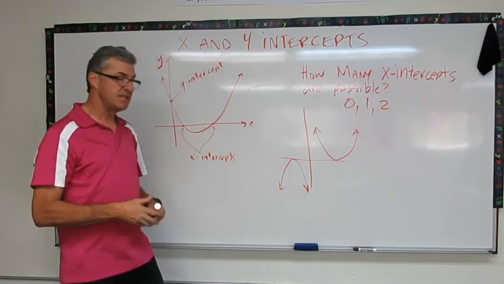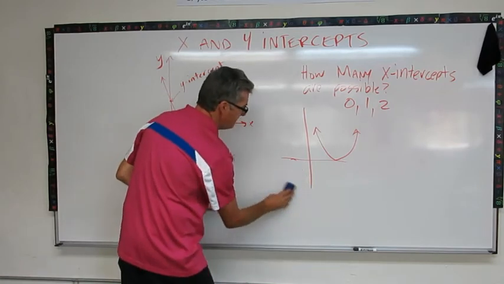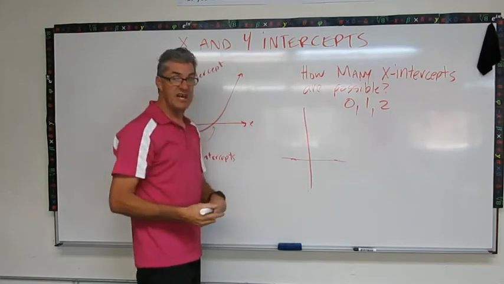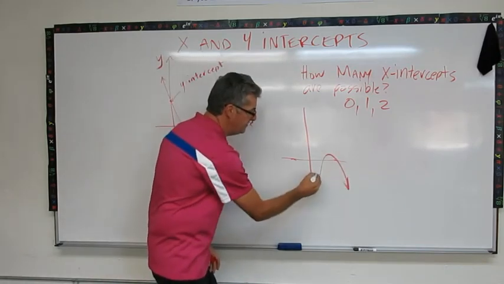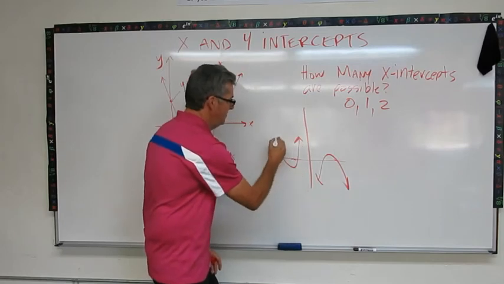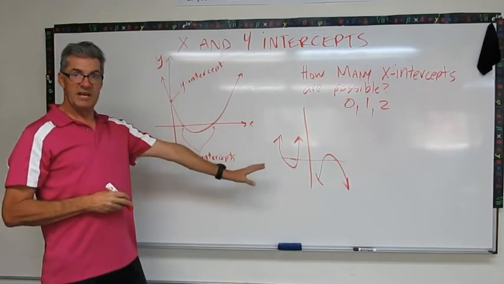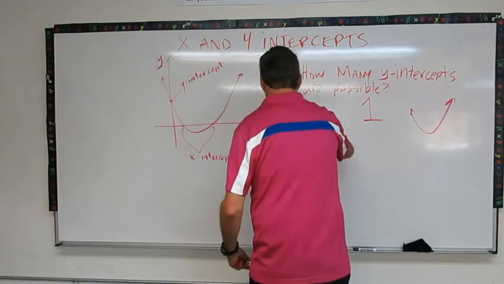Now how about 2 intercepts? Well, we did one there, but there's a bunch of ways you can do that. You just have to cross the x-axis twice. So here's one, that's 2 intercepts. Here's one, and so on. I think you get the pattern. That's a way that you could have 2 x-intercepts.